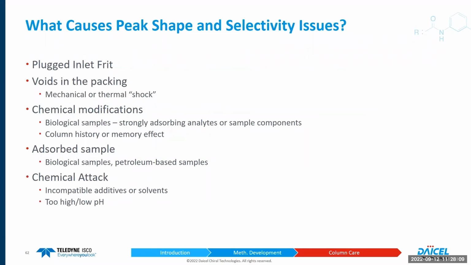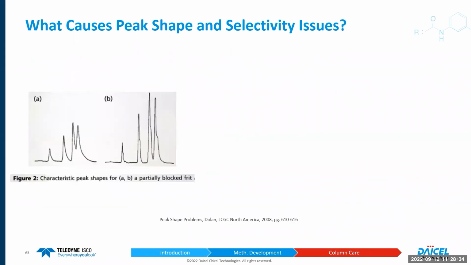Very quickly, the peak shape and selectivity issues. These are often caused, again, by plugged inlet frits, but also things like voids in the packing, or chemical modifications coming from adsorbed samples, using things like biological samples or petroleum-based samples that are not cleaned up well, or chemical attack from using an incompatible additive or solvent on the column when it should not be used. You will see this manifest much like you did previously, tailing or a shoulder in the front.